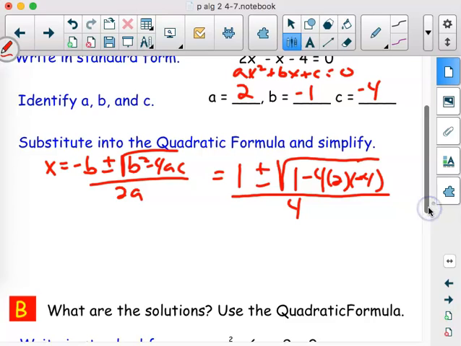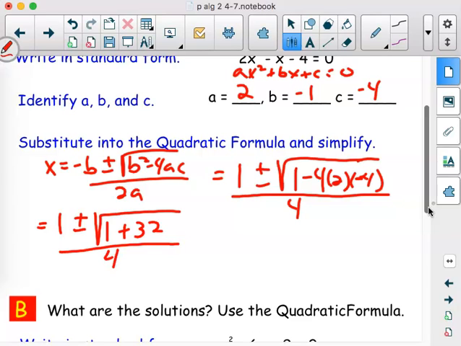And that second step would be, this is 1 minus what? So what we'd want to do is figure out negative 4 times 2 is negative 8. Negative 8 times negative 4 is plus 32. So this is going to be 1 plus 32 over 4. And then the last step would be, well, what is 1 plus 32? It's 33.